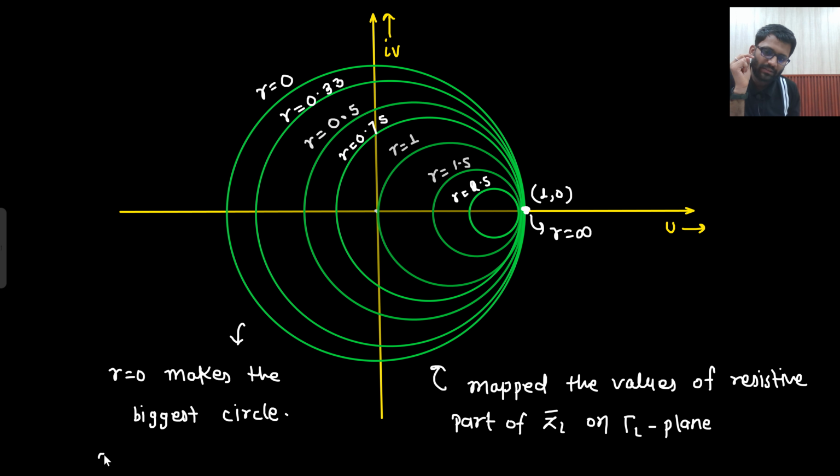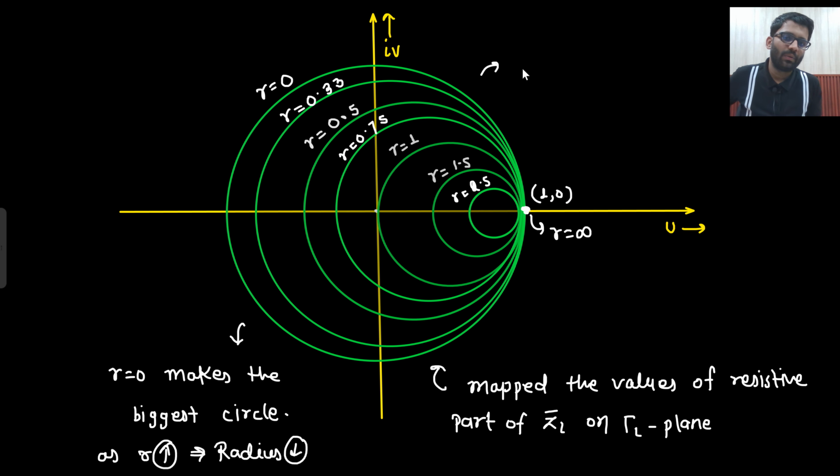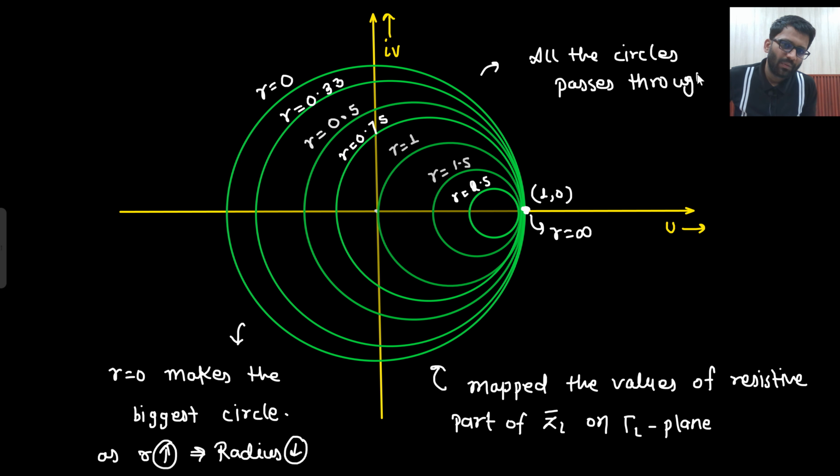Although all these points will be written in the last of the particular chapter as well, here also we are writing. And as r increases, the radius decreases. That means the size of the circle decreases, right? What else can you write? All the circles pass through 1 comma 0. This can also be written, right? All the circles are passing through 1 comma 0. So these are the conclusions.